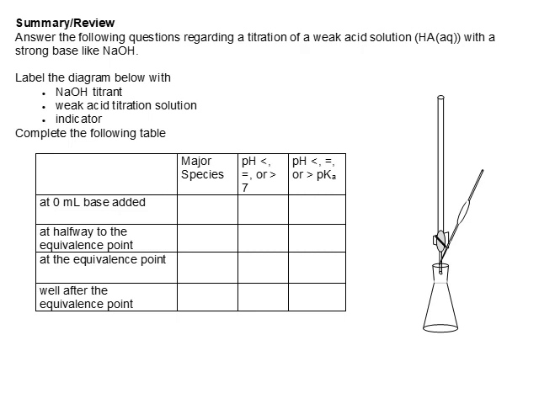I'd like you to take a moment to complete the following table regarding the titration of a weak acid with a strong base. Label the diagram with where the NaOH titrant is, where the weak acid solution is, where are we going to put the indicator, and then in the table, identify the major species and the pH at the various points in the titration. Pause the video as you complete this task.